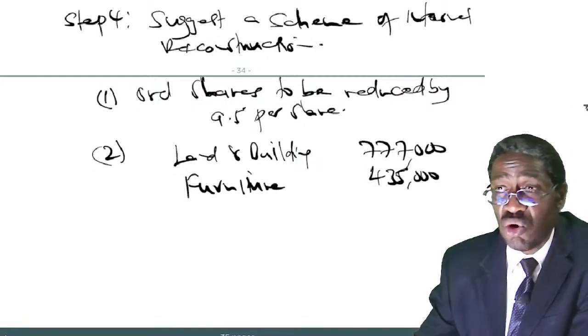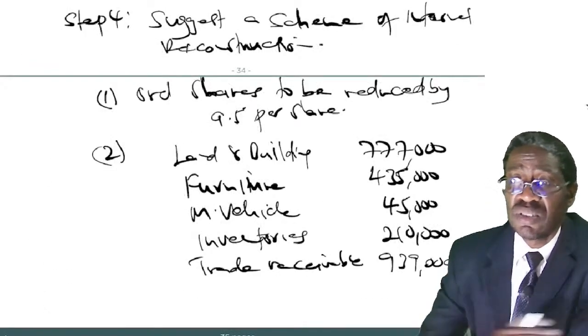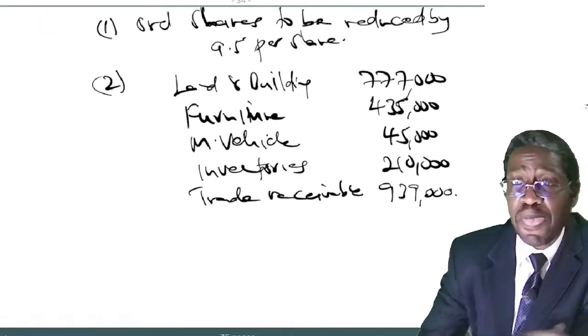Next one, I'm just going to copy everything in note 3. Next one is motor vehicle, and the motor vehicle is 45. Next one is inventories, and the amount is 210. Next one is trade receivables, and the amount is 939. Good. So I've copied note number 3. So I'm through with the second item in the scheme.